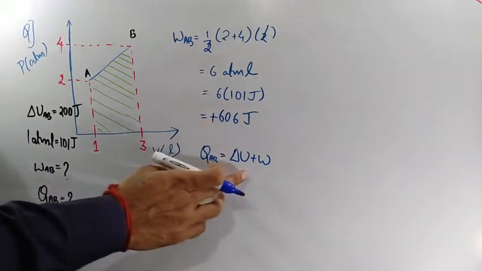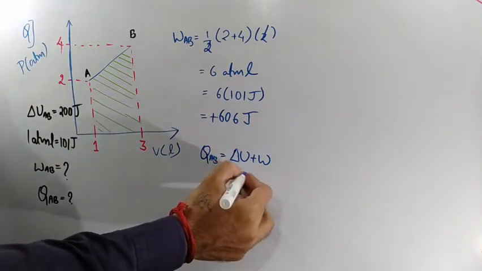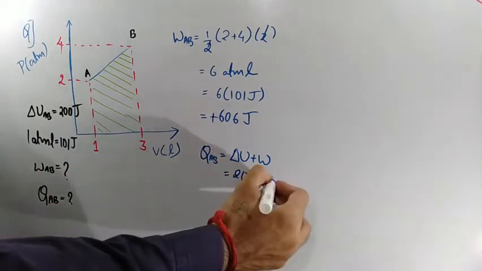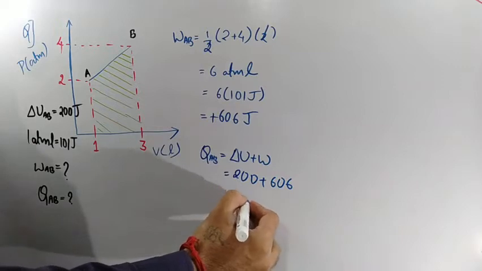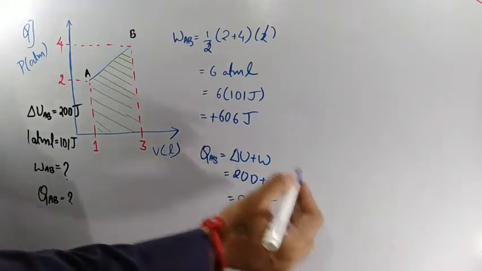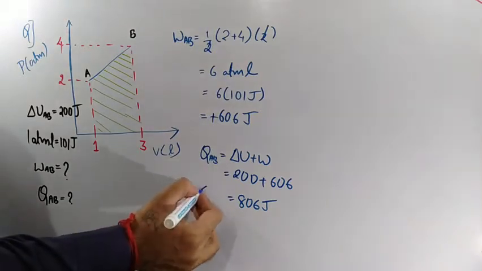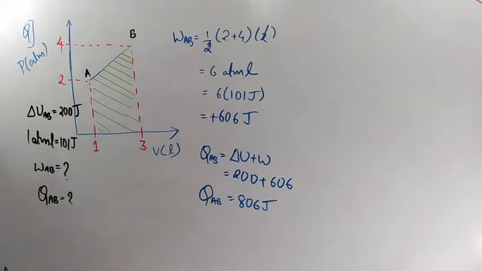So if I substitute delta U from the question, delta U is 200 joules plus the work done value, 606. So 606 plus 200 means 806 joules. Clear? So this is nothing but QAB. Note down this one.